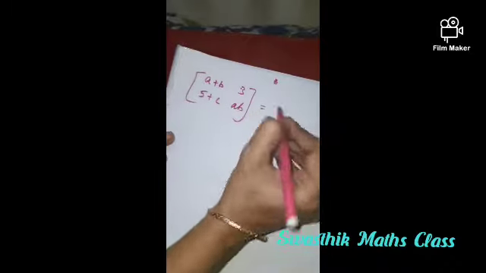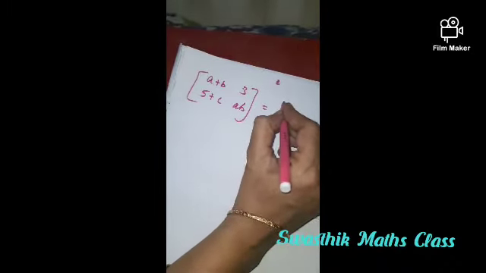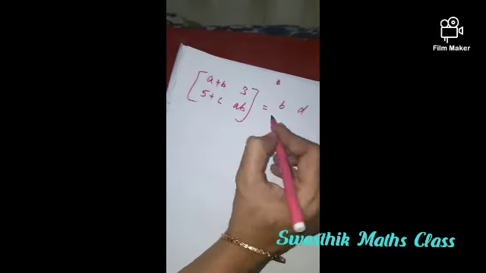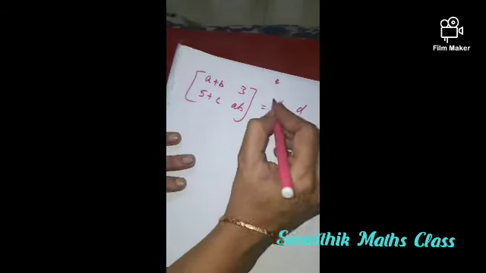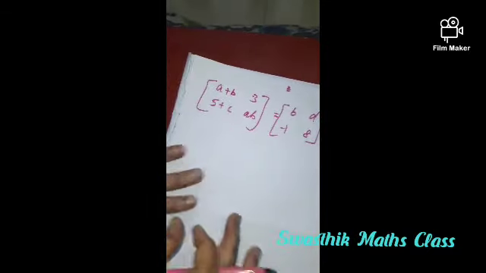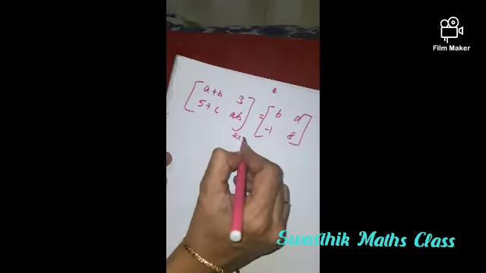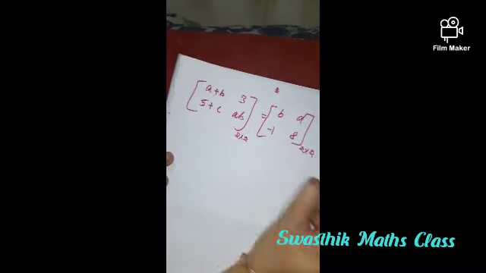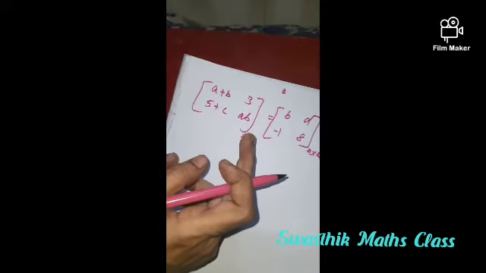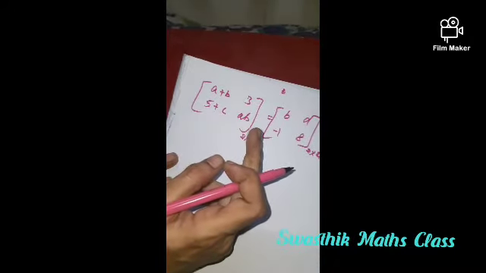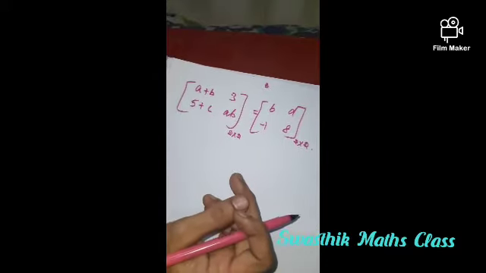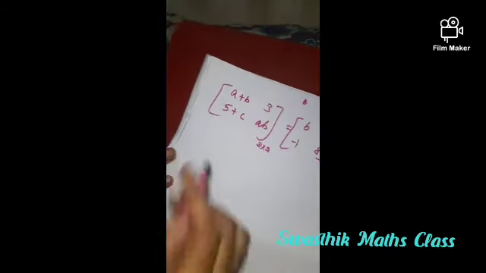This matrix is equal to 6 D minus 1 and 8. So now it is given that this matrix is equal to this matrix. We know that both are 2 by 2 matrices. And whenever two matrices are equal, we know that the corresponding entries are the same. So first we have to form the equations.